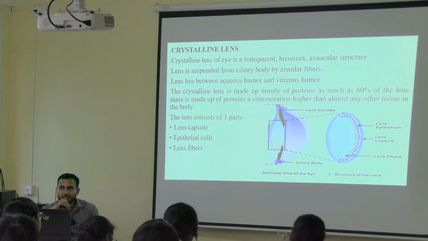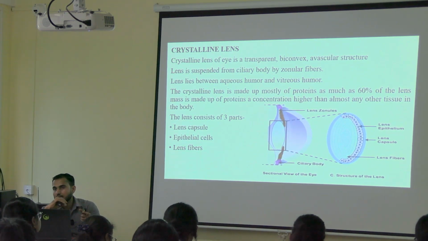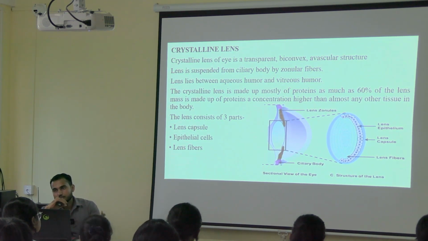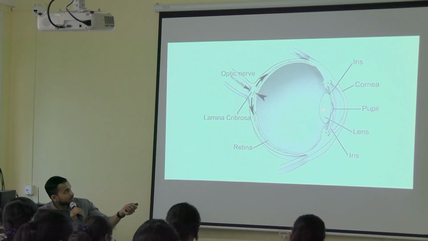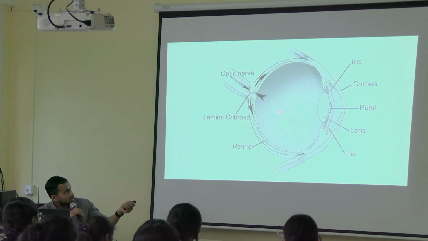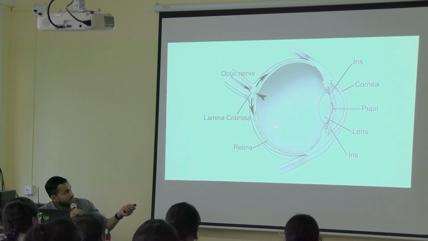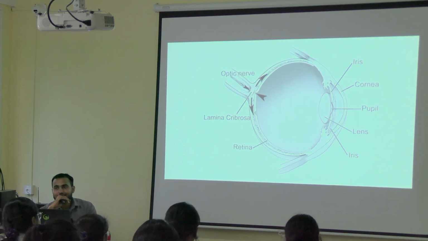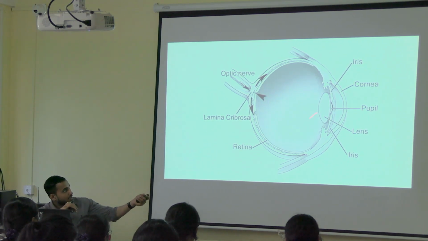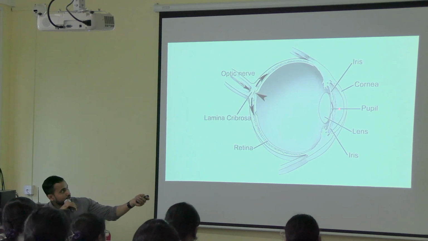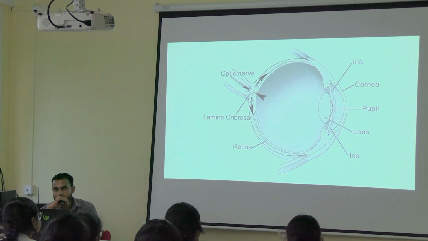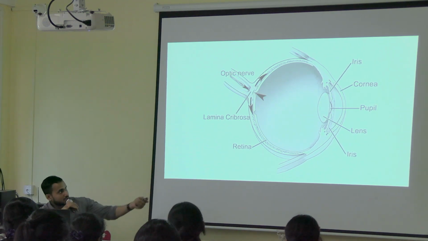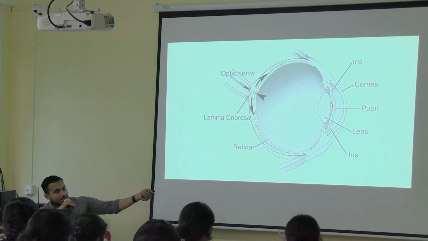Where it is situated, lens, it is situated in between the anterior segment and the posterior segment of the eye. Okay. If you remember this diagram, this is the position of the lens. So this is the posterior segment and this is the anterior segment. In between both the segments, the lens is situated, in between the aqueous humor and vitreous humor. Now, in front of the lens, we are having aqueous humor, and behind the lens, this particular part is occupied by vitreous body. Okay, so this is the position of the lens.